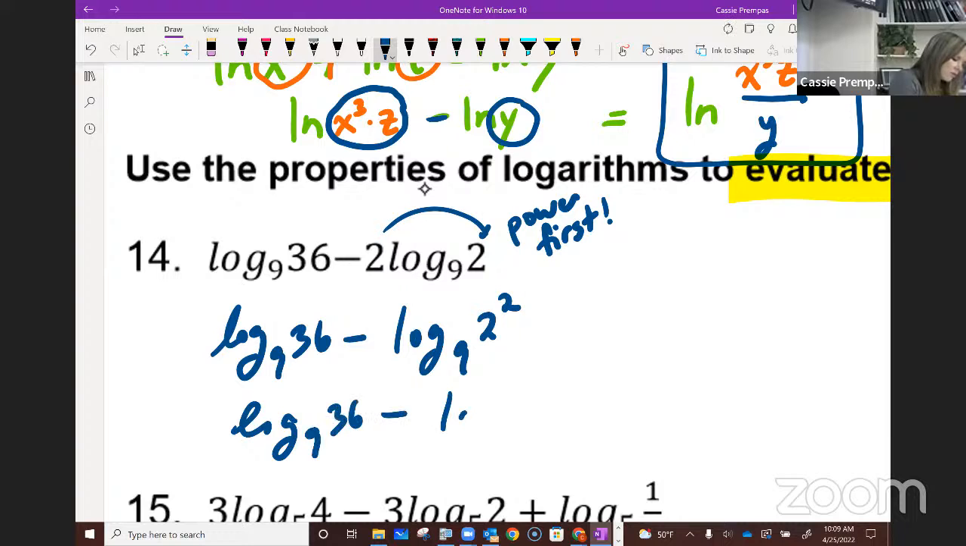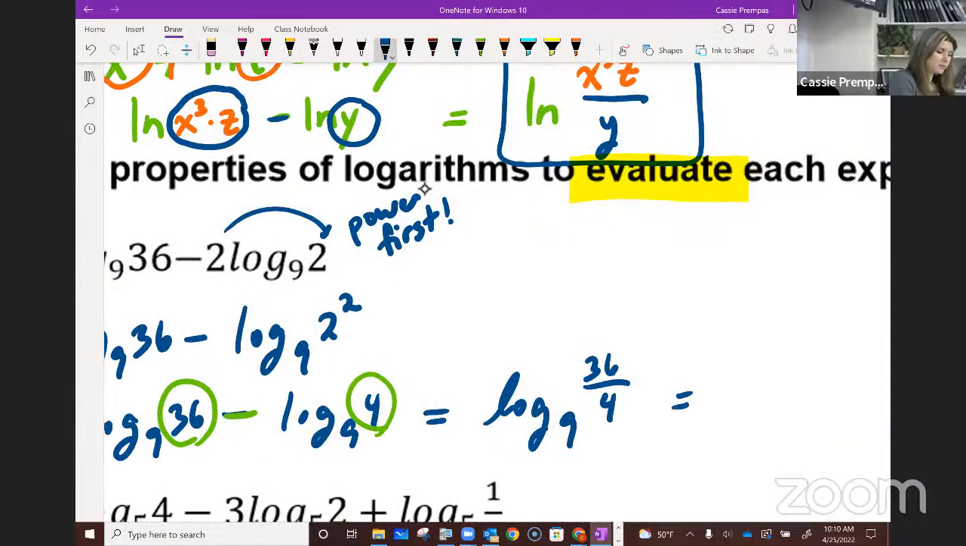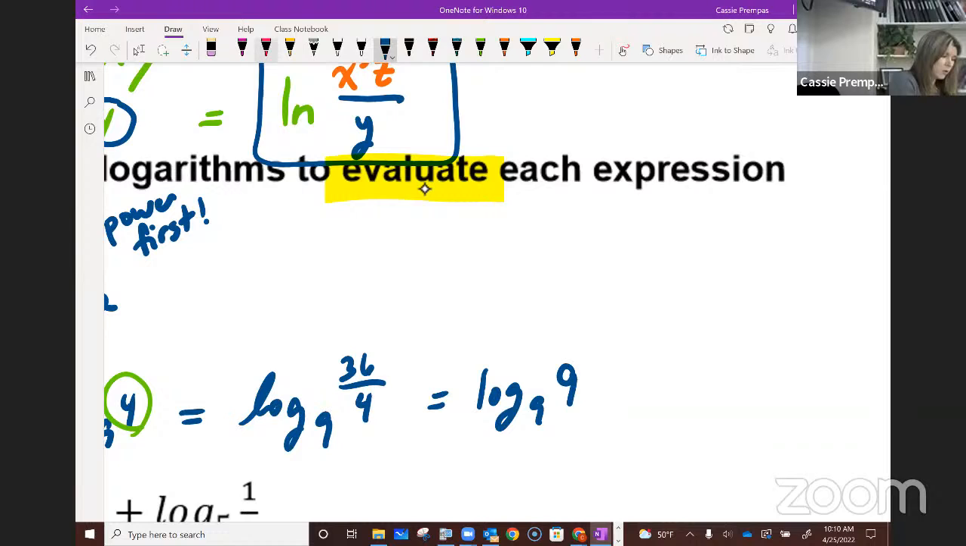Now what am I going to use to bring these 2 numbers together? Division. So I'm going to do 36 divided by 4, and that becomes log base 9 of 36 divided by 4. What is 36 divided by 4? 9. Now determine its value. What is log base 9 of 9 equal to? 1.